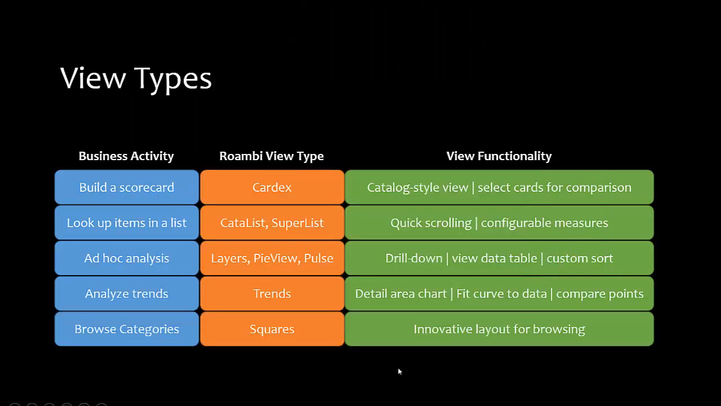Okay, and there's one other view that I will have you take the time, if you are willing, to look at. It's very interesting. It's called the squares view. It allows us to browse categories in a very innovative way. So I'd recommend that you go to Roambi's website. There's this short video that's only a few seconds, but it gives you a feel for how the squares view works.